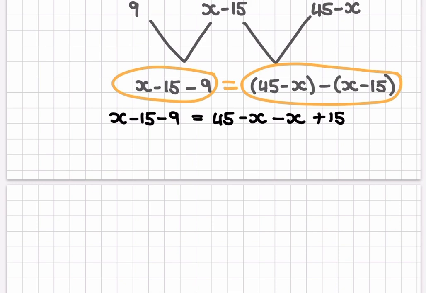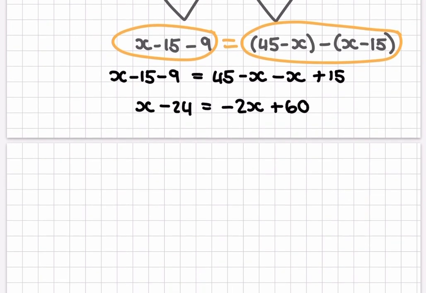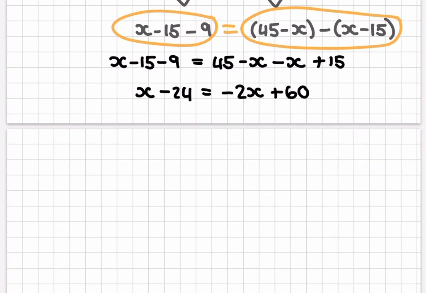I'm just going to simplify each side. It's going to be x minus 24 is equal to negative 2x plus 60. Now I'm going to move the x's to the left. We're going to have 3x is equal to 60 minus negative 24, which is 84. We're going to divide by 3 on both sides and we end up with x is equal to 28. And that is the answer.